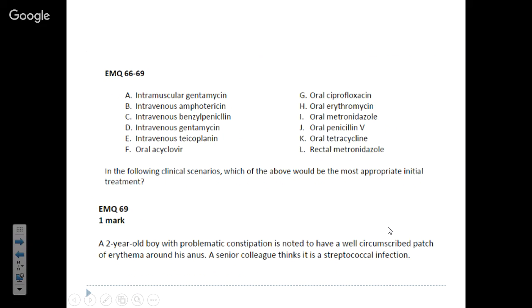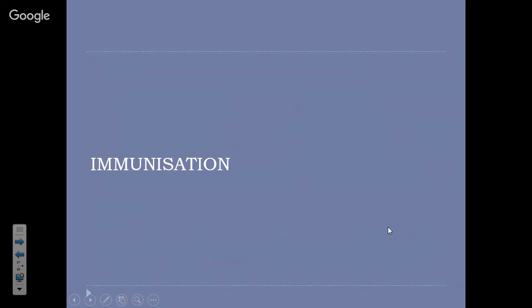2-year-old boy with constipation noted to have a circumscribed patch of erythema around his anus. Colleague thinks it's a strep infection. So again, seems quite vague, but I'd be assuming that kid's not sick enough for a hospital admission, so oral therapy. So which oral agent would you use? Strep. J, yep, so penicillin. Penicillin for strep infection. It's pretty simple. I think that was that.